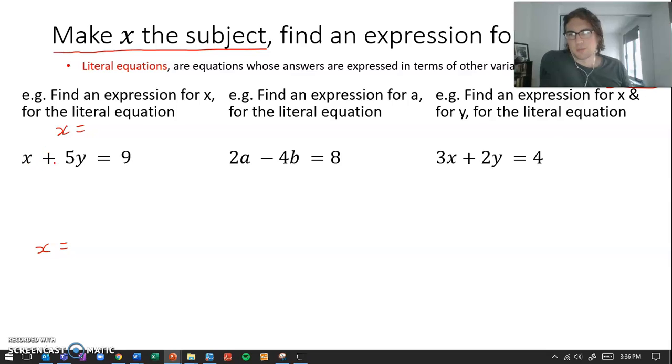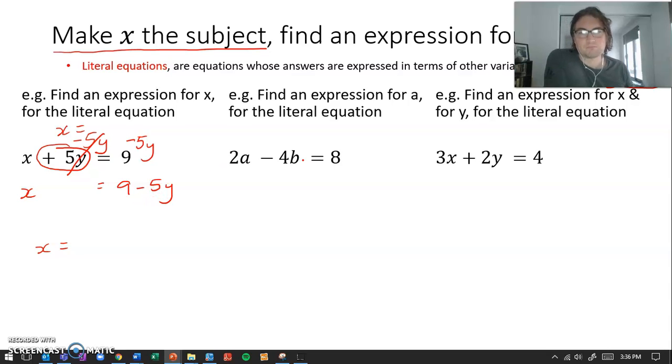So how do I get x by itself? I've got to get rid of this plus 5y. How do I do that? I do minus 5y. If I have plus 5y, I take away 5y, and I've got to do that to both sides, remember, to keep my equal sign. Plus 5y minus 5y disappears. That means you've got x is equal to 9 minus 5y, and that's my answer. That's a literal equation because I've got a variable in my answer.